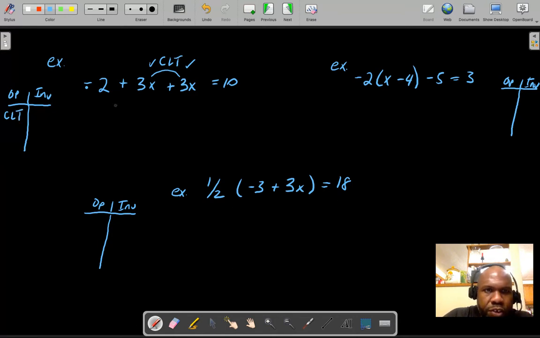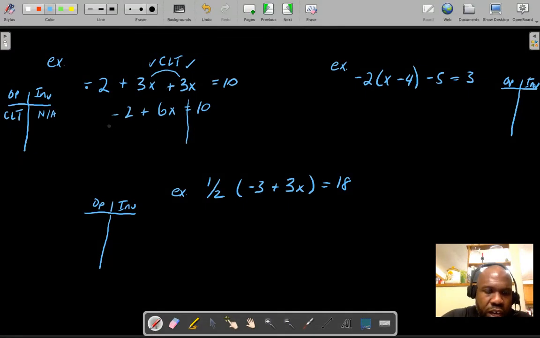After I do that, I have 3x plus 3x, so I'm going to keep negative 2 plus 6x equals 10. Now, what's the inverse of CLT, combine like terms? There is none. So that's NA, not applicable. That's just the operation; there is no inverse of that. Okay, so let's look at the next step. What do we have to do to solve this problem?